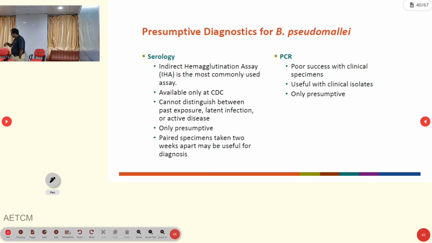He called me and asked me, Anil, this is a diabetic with a cervical lymph node, and you are giving me Burkholderia cepacia. Then I said, wait, let me confirm. And when we went back and saw the cultures, it was pseudomallei, not cepacia.